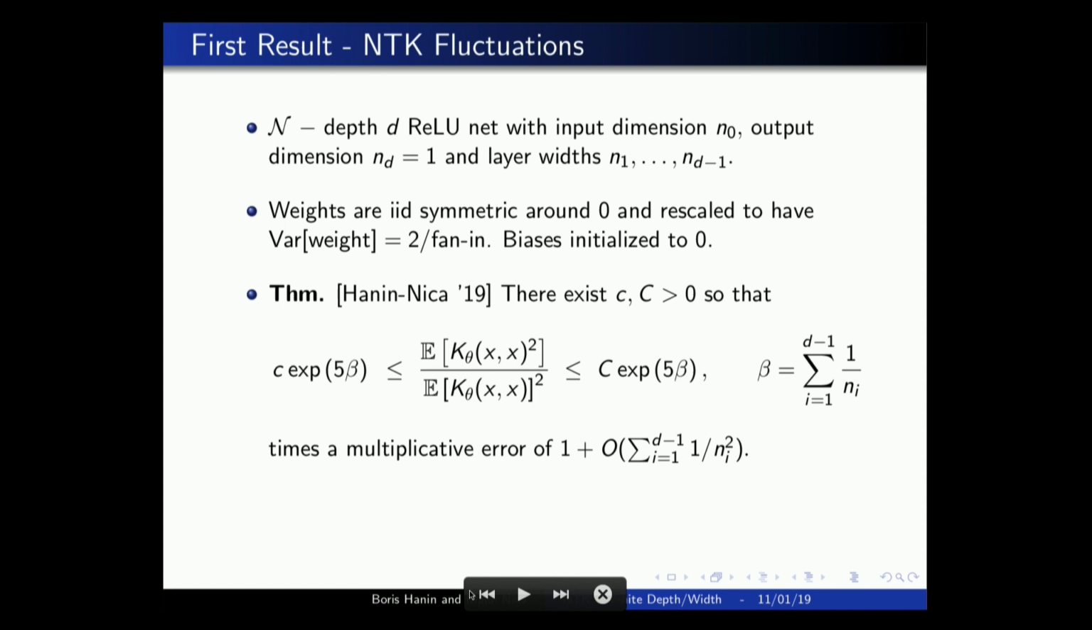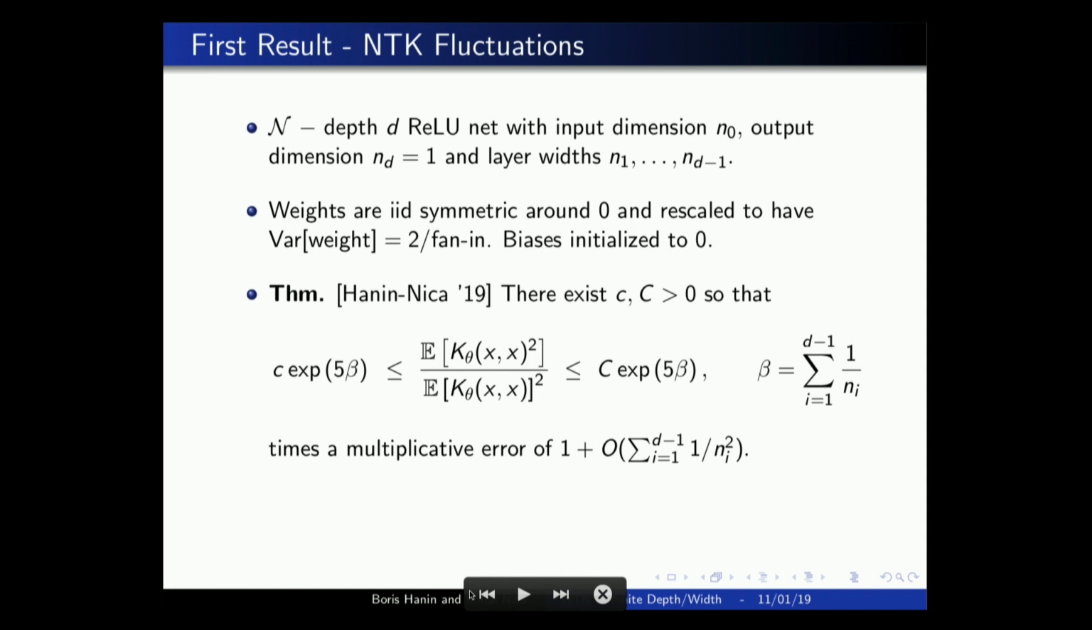However, what you see is that the depth has a really dramatic effect. And the effect is captured by a single parameter beta, which depends only on the architecture of your network. Namely, it's the sum of the reciprocals of the hidden layer widths. It's like an inverse temperature for this model. So if you think of all the hidden layer widths as essentially being the same, if they're all equal to n, then beta is like the aspect ratio of your network. It's d divided by n. And what you find is that the fluctuations at init of the neural tangent kernel are exponential in beta. And we even get the constant in the exponent. And then plus, we have an exact correction that tells you that these results are effective. You don't have to send the depth and width to infinity.